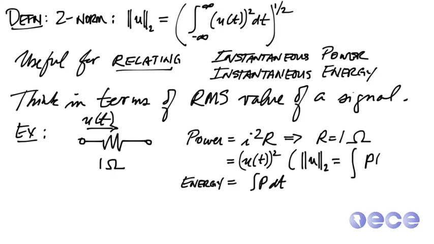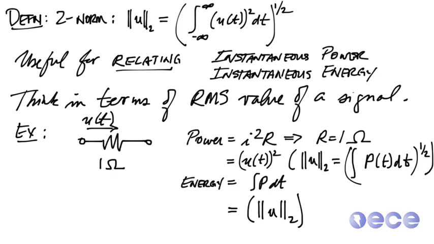So remember that the 2 norm is defined as the square root of the integral of power, because power is u of t squared. So the integral of power dt gives us the square of the 2 norm. So the energy, if we take the 2 norm and square it, that gives us the energy of the signal.